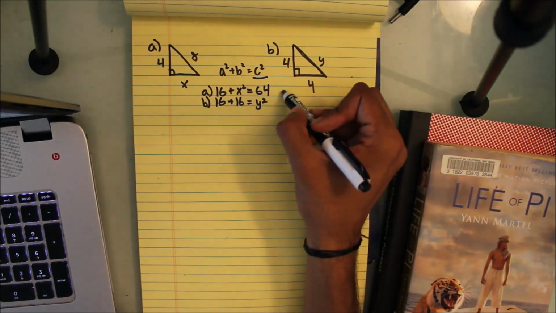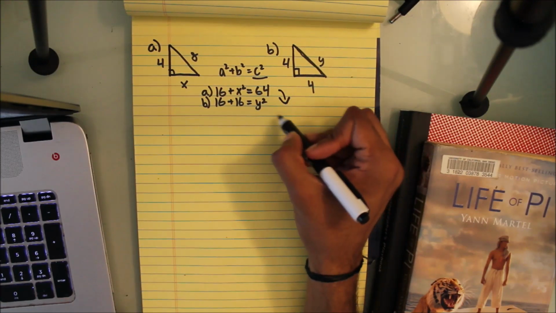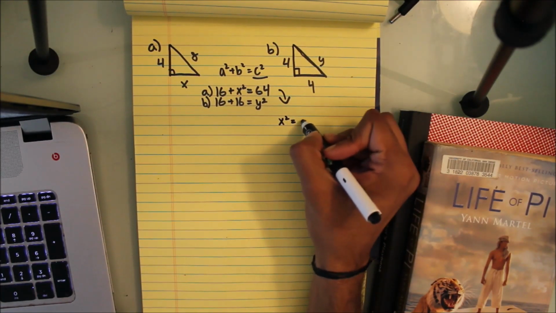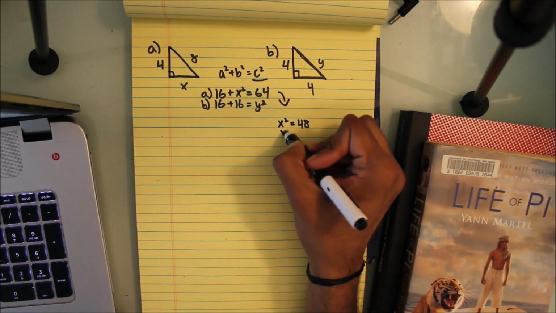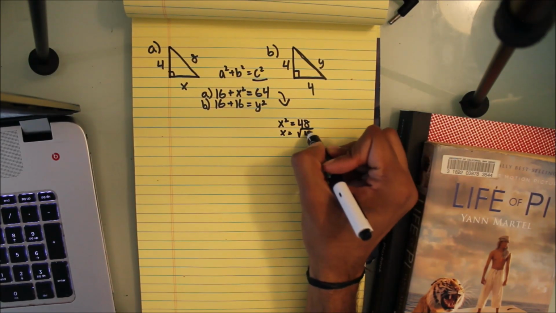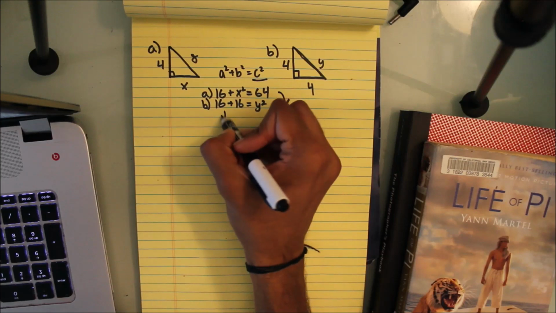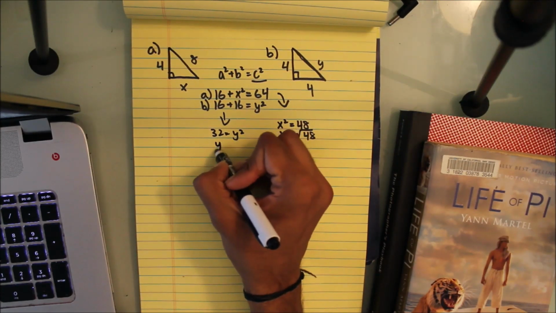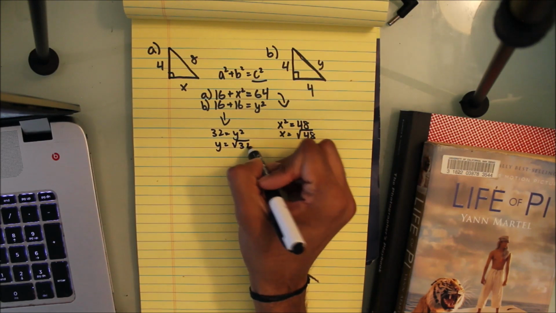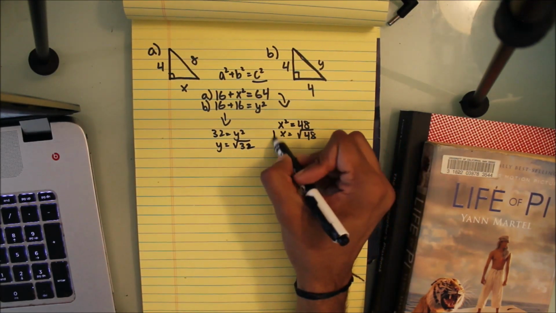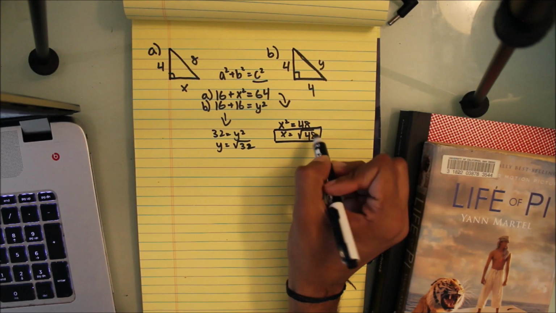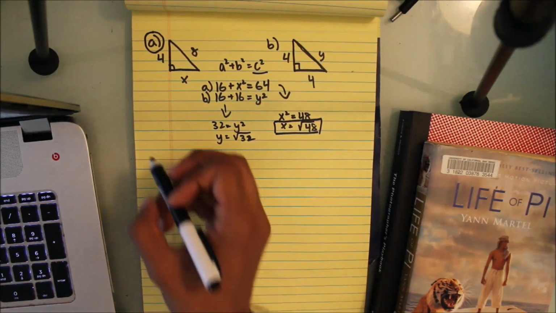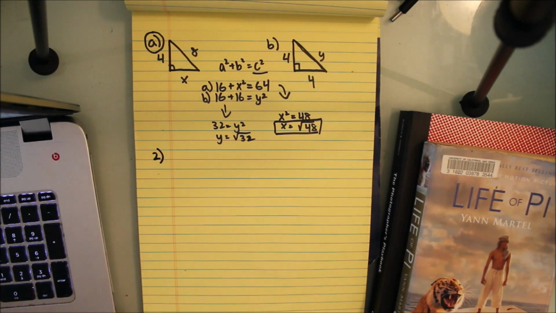So let's break this one down. If we move the 16 to this side, we get x squared equals 48. X equals square root of 48. And for B, we have 32 equals y squared. Y equals square root of 32. Clearly, this one is going to be bigger. So number 1 is A. So now let's move on to number 2.